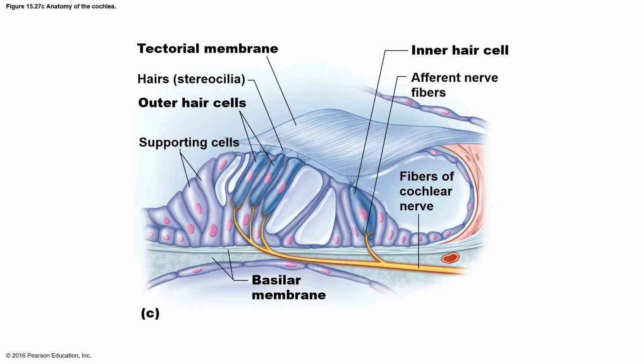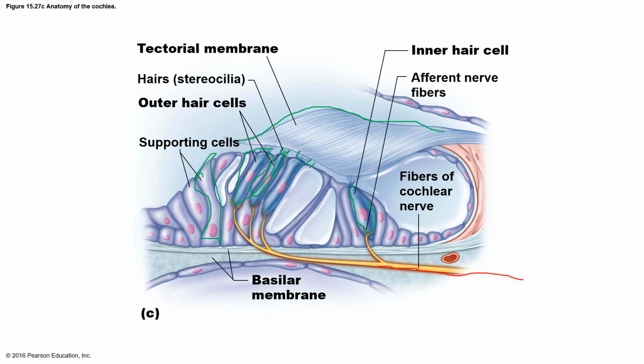There's that bigger picture I was promising. So you can see that tectorial membrane, kind of this wave-like looking structure here. You can see these little tiny hairs here. We call them stereocilia. And then we could see these inner hair cells and the outer hair cells. These are supporting or stromal cells. And I'll switch to red here, fibers of the cochlear nerve.